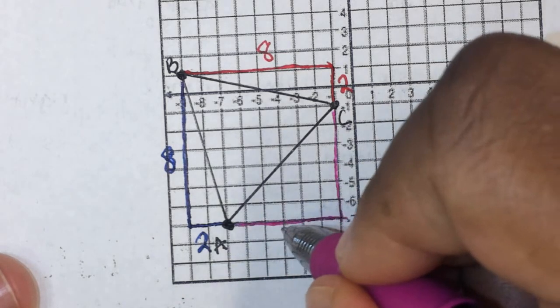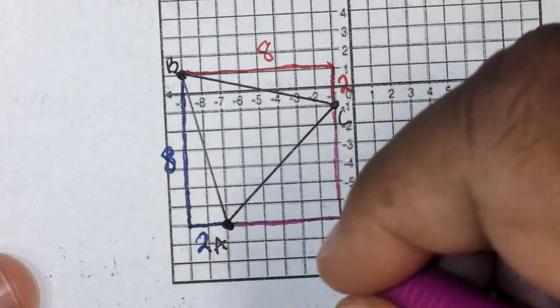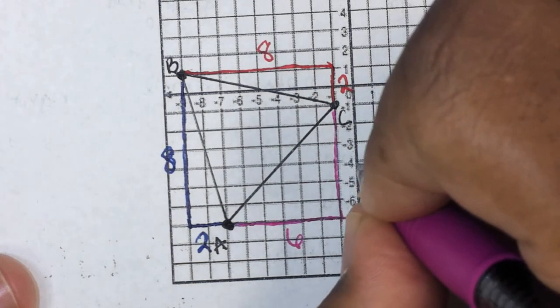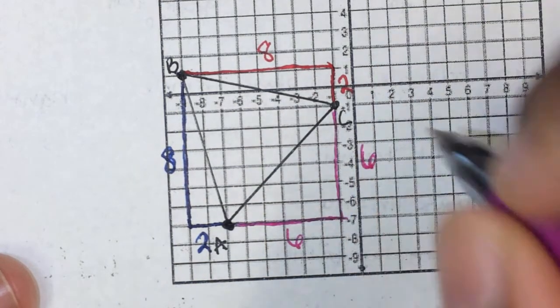Horizontal is 1, 2, 3, 4, 5. What? 6. Oh, don't yell at me. And vertical is 6 too. Good. I'm glad y'all can move faster than me.